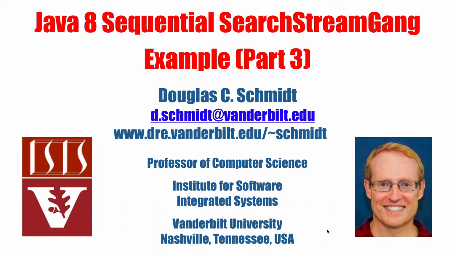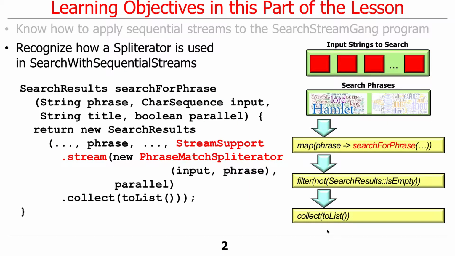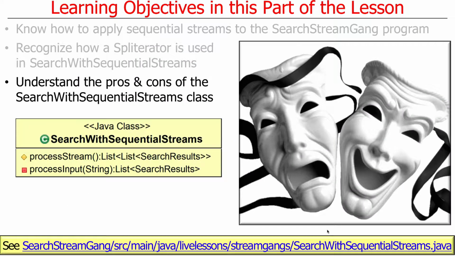Okay, so now that we've covered the way in which we can use Java 8 streams in order to search for the items and print the items and so on, let's talk a little bit about how a spliterator is used internally in order to search for the phrases, in order to be able to take each phrase we're looking for and turn it into a search results object. And this is kind of what it's going to do. So we're going to take a look at this code in a second. And then if we have time, we may not get to this till next time, we'll talk about the pros and cons of this approach.